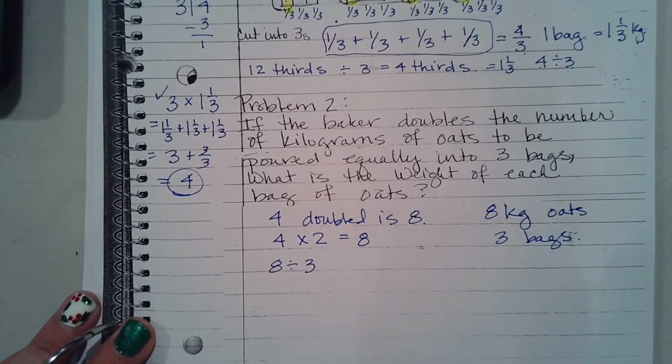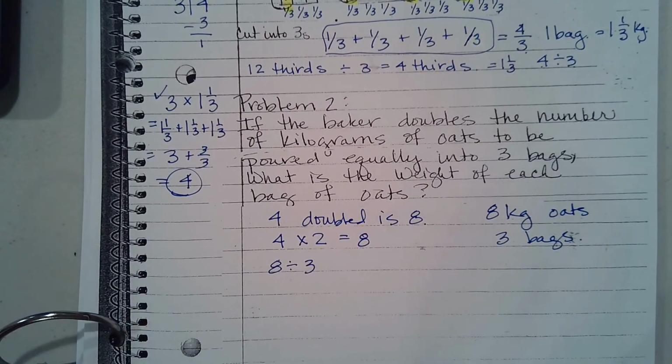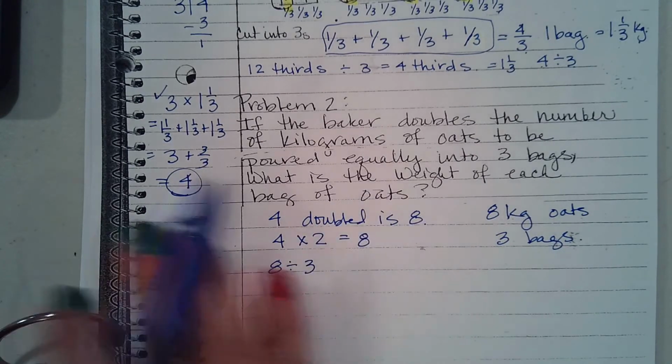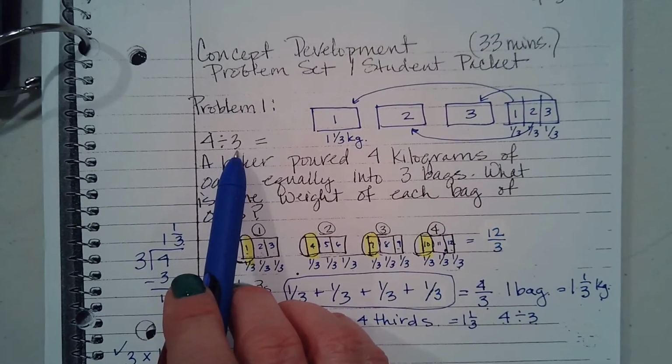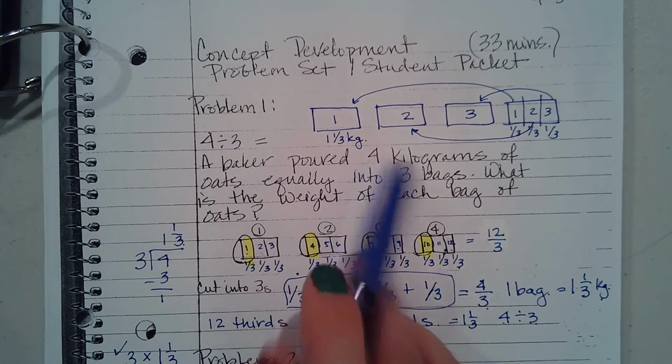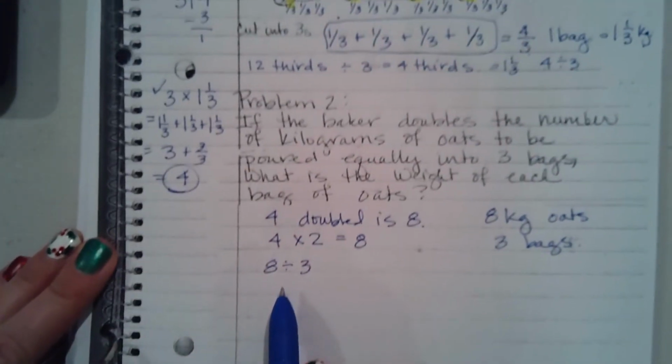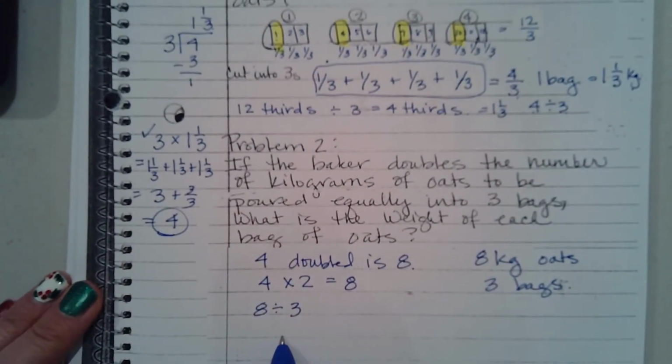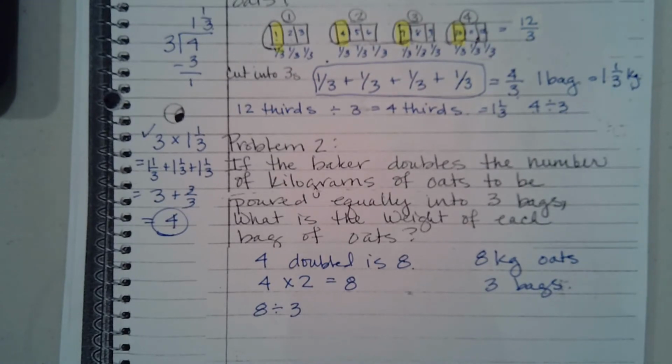So the whole is twice as much as the problem before. The number of shares is the same though. So why don't you make a prediction? What do you think? If 4 divide 3 was 1 1/3 kilograms, what do you think 8 divide 3 is going to be? So let's go ahead.